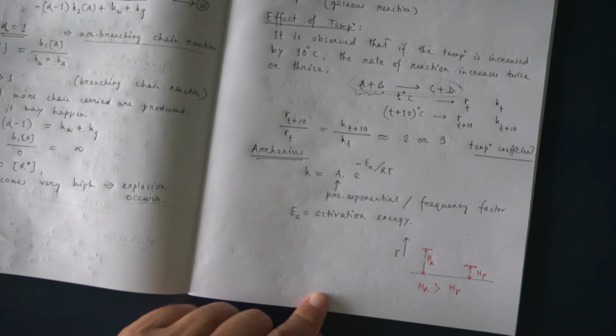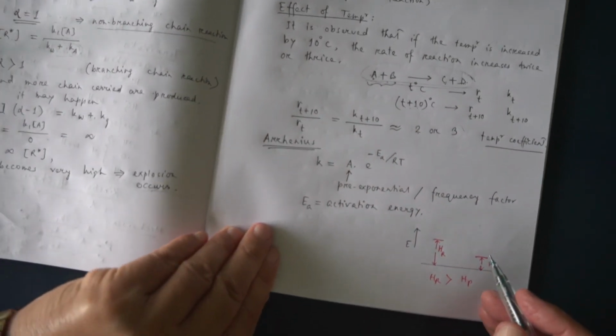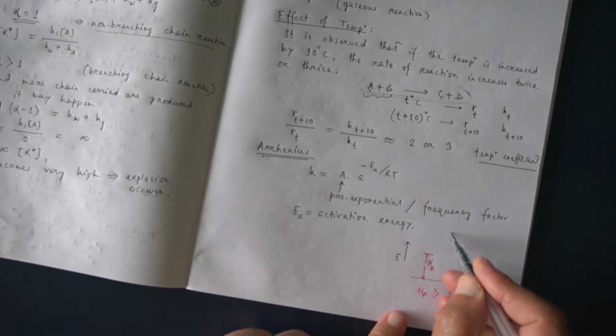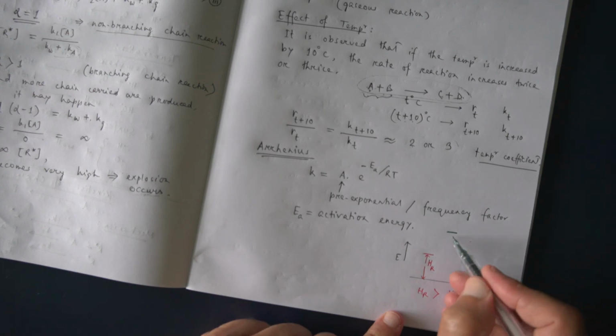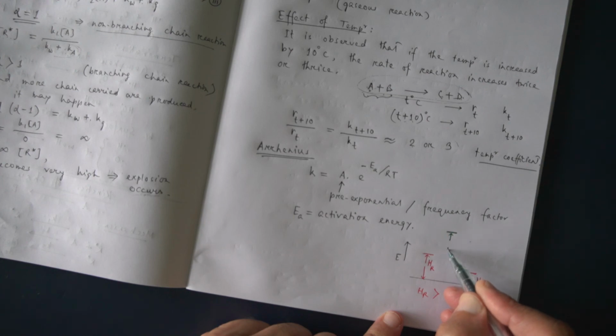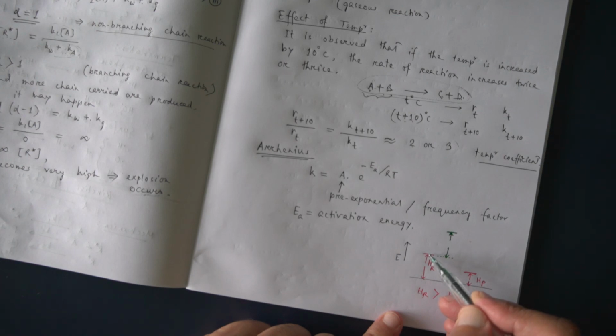But the thing is that for this reaction to take place, first the energy of the reactant must increase. That means the reactant must get this much energy in excess. This is the energy of the reactant. So this is the extra energy the reactant must have to form the product.